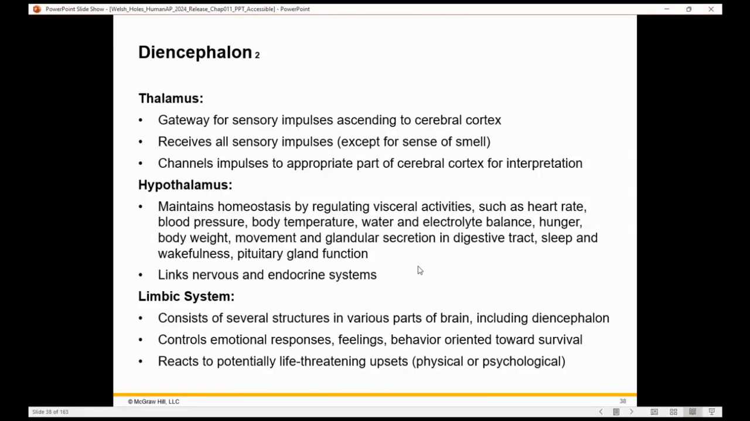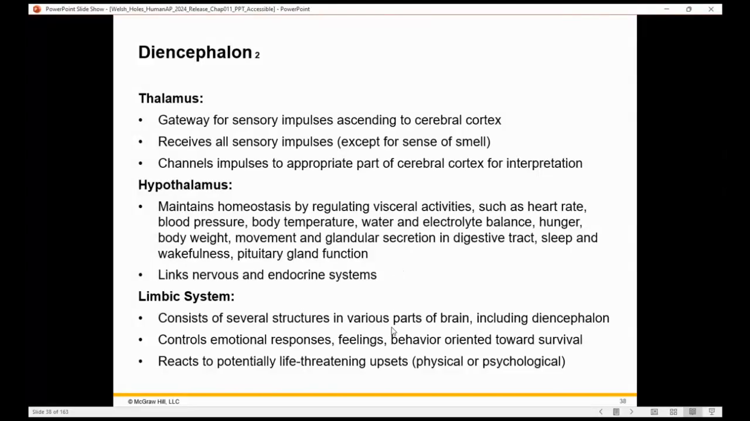The hypothalamus, which is right underneath the thalamus, maintains homeostasis by regulating visceral activities, like heart rate, blood pressure, body temperature, water and electrolyte balance, hunger, body weight, movement and glandular secretion in the digestive tract, sleep and wakefulness, and pituitary gland functions. And the hypothalamus links the nervous and the endocrine systems.